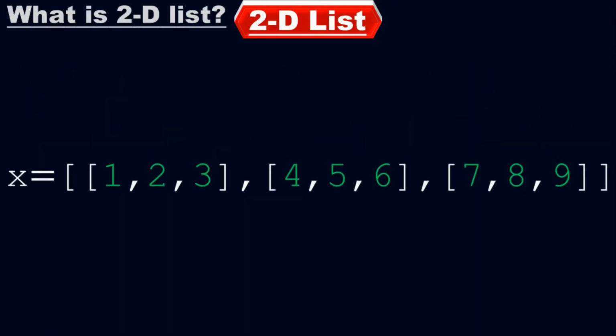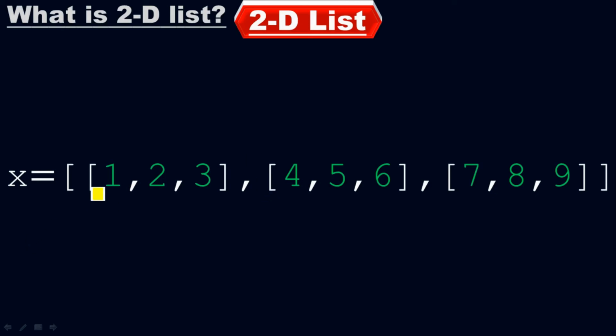This is the typical example for the two-dimensional list. Look at here, x is the variable which equals this expression. Our main list is here, from here up to here. This is my main list. Now the element of this list is a list by itself.